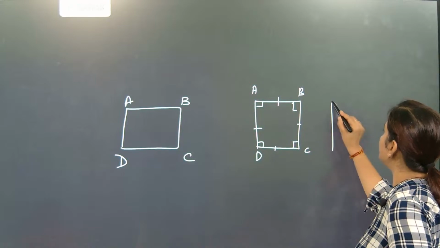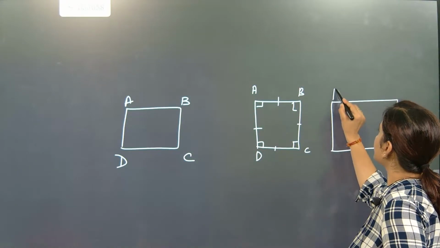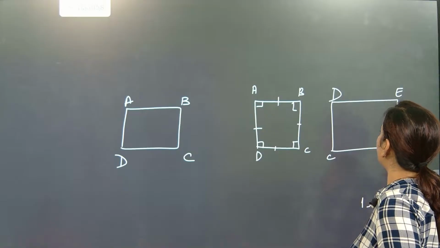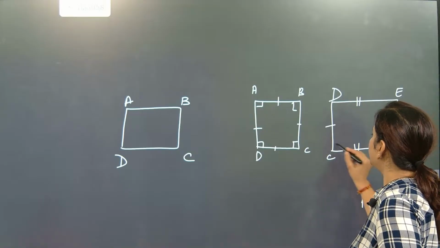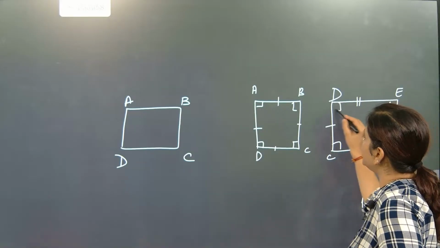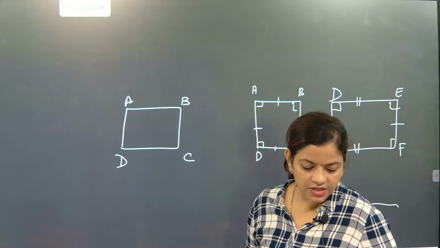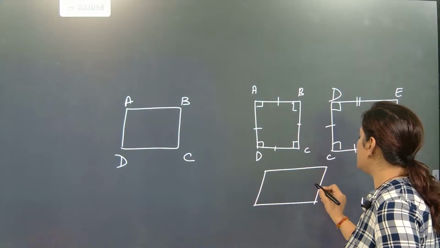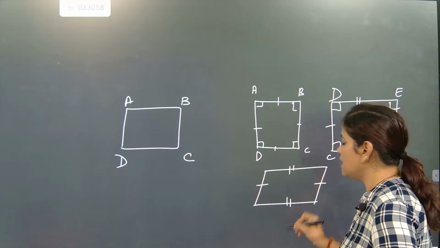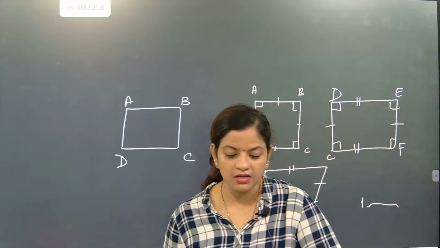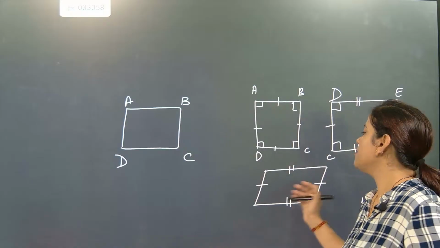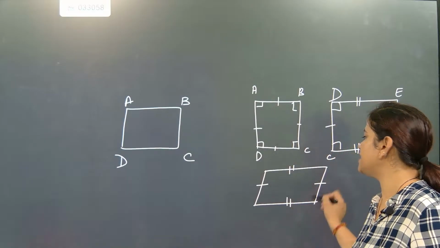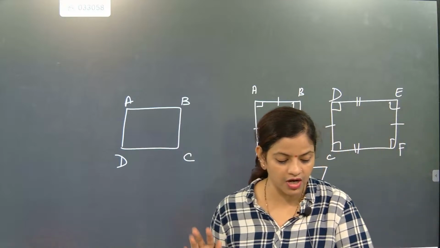Now when somebody talks about a rectangle, what is the meaning of rectangle? C, D, E, F. Opposite sides will be equal and each adjacent angle will be 90 degrees. This is something different. Now we will talk about the parallelogram. In a parallelogram, opposite sides are parallel, and the angles will not be 90 degrees. This is considered a parallelogram.